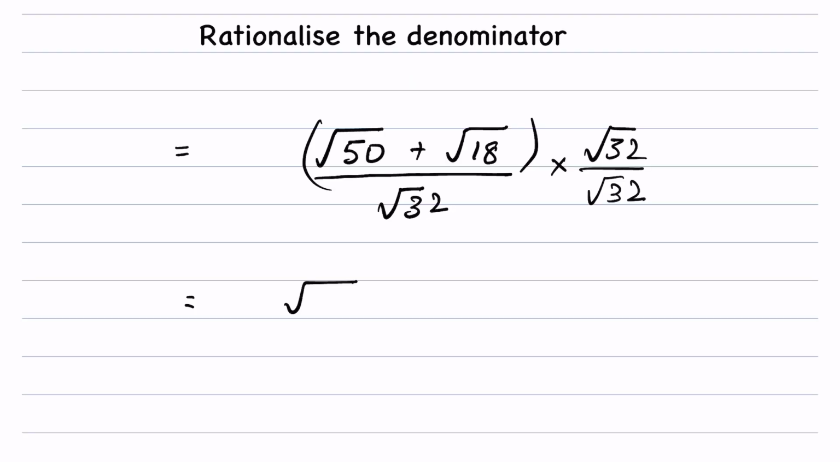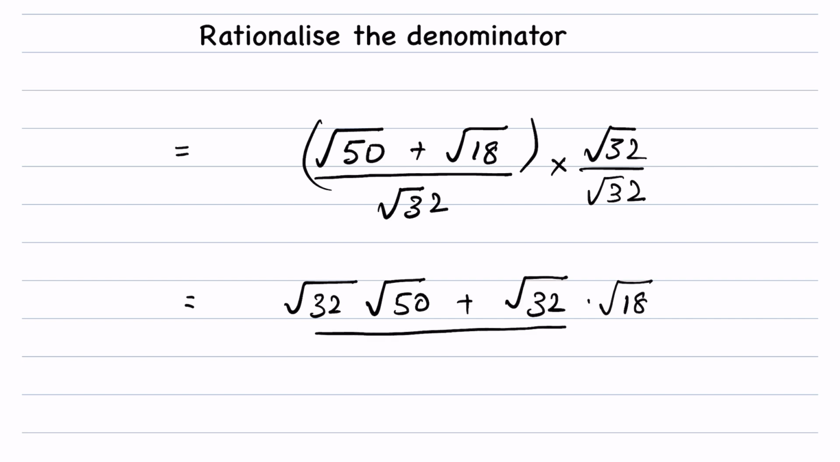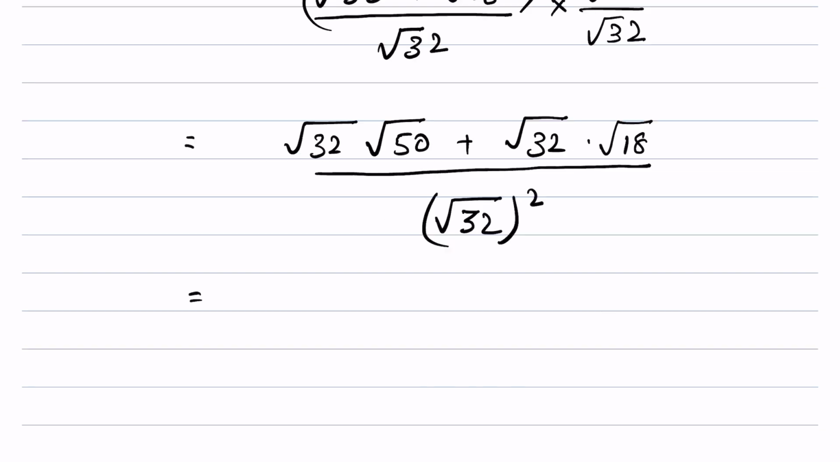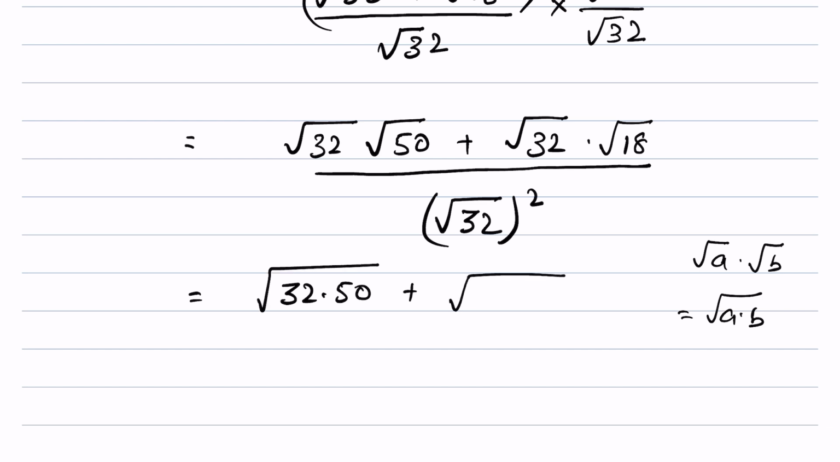So square root of 32 times square root of 50 plus square root of 32 times square root of 18 upon square root of 32 square. Now we know when a under square root times b under square root, we can write it as a times b under square root. So this will be 32 times 50 under square root plus 32 times 18 under square root upon 32.